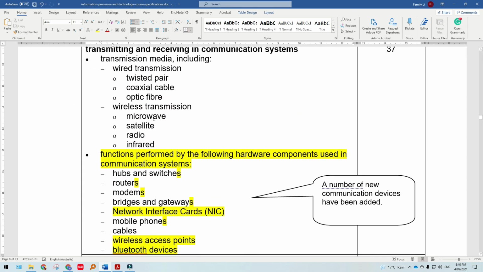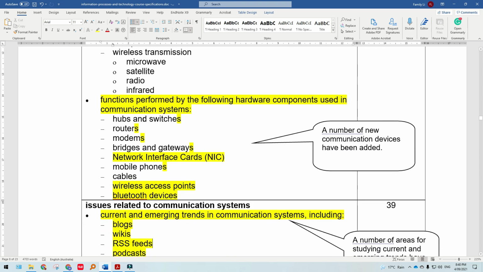Now, examples of these things, wireless access points. This is all important as well. What are the hardware components that you can use?